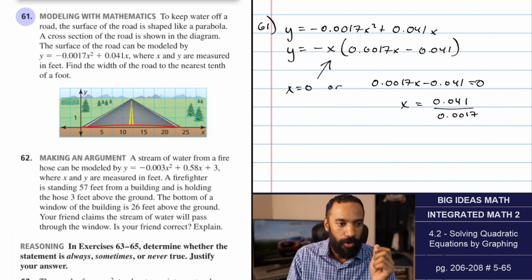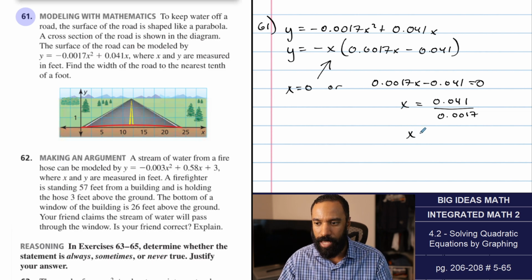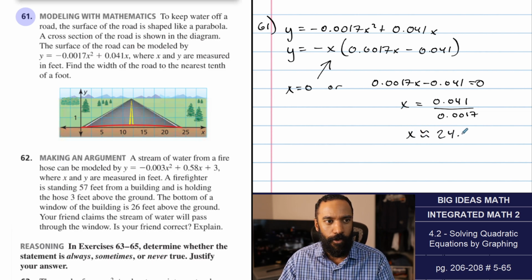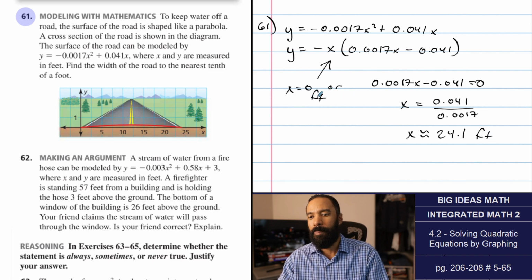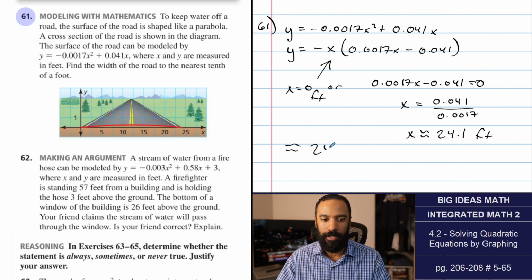So 0.041 divided by 0.0017. It's kind of a weird number. Let's go to the nearest tenth, as they said. So it's around 24.1. What is this in? Feet. So feet and feet. The distance between 0 and 24.1 is 24.1.